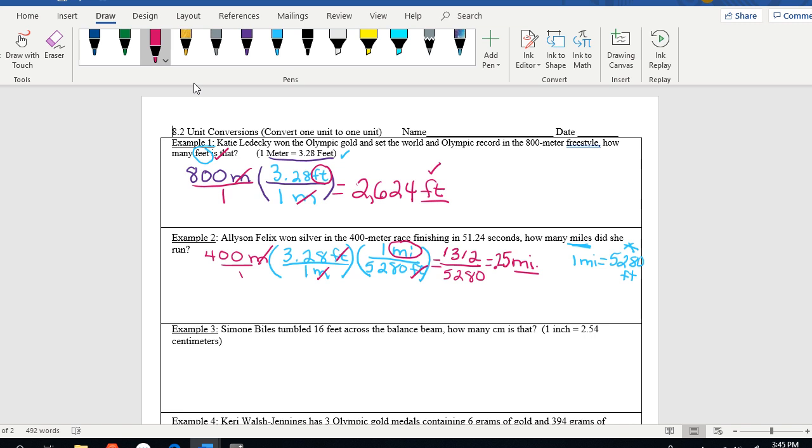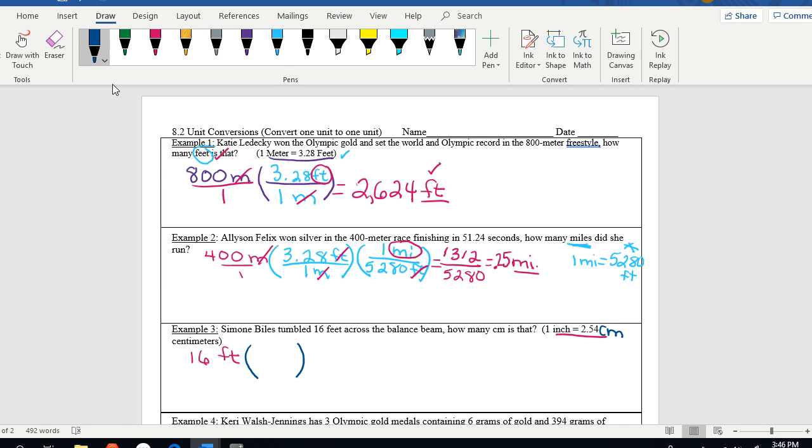All right. Simone Biles tumbled 16 feet across a balance beam. How many centimeters is that? So it tells us right here, 1 inch is 2.54 centimeters. So I'm going to take 16 feet and I'm going to multiply by something. I'm going to color code this and I'm going to change each one. Now, before I can change feet, use 1 inch is this many centimeters. I'm going to write centimeters right there so it's easy to use.